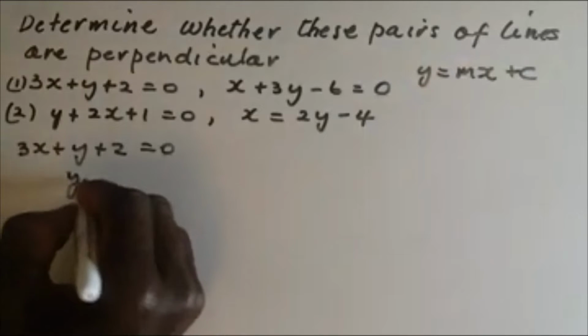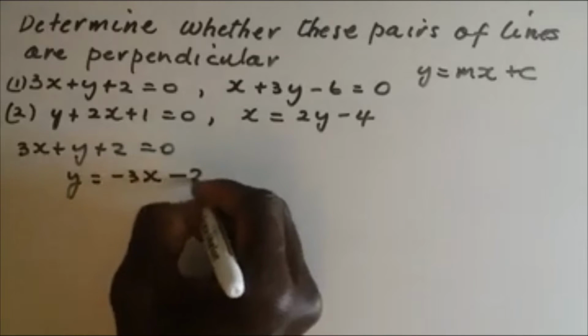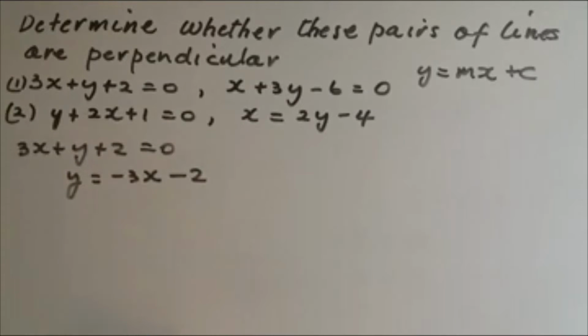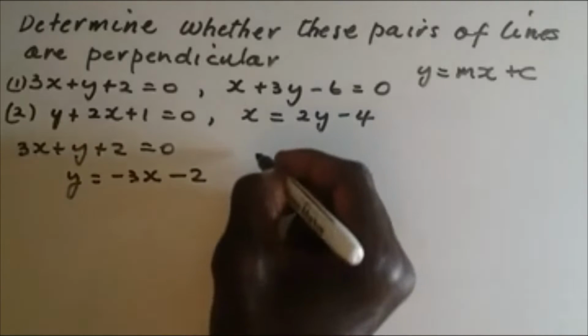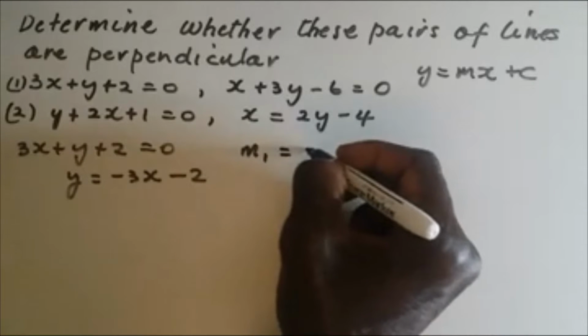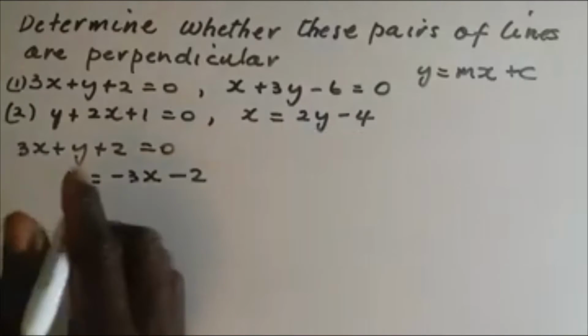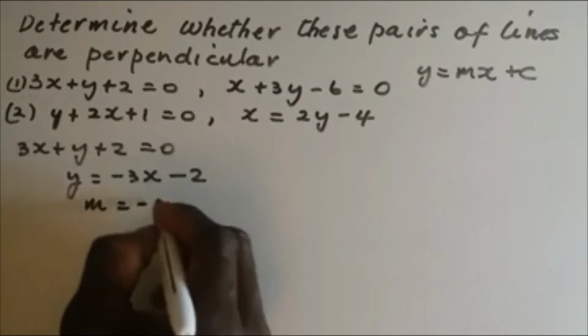So we have y = -3x - 2. The gradient is the coefficient of x. We'll call this gradient m1. So it's negative 3 for the first equation. Let's write it here as m1 = -3.